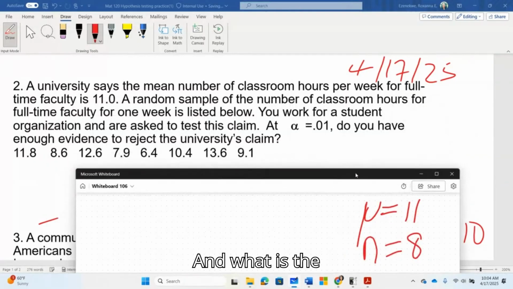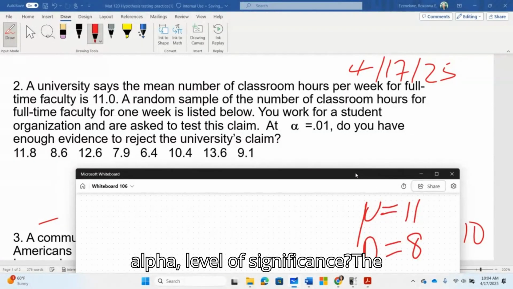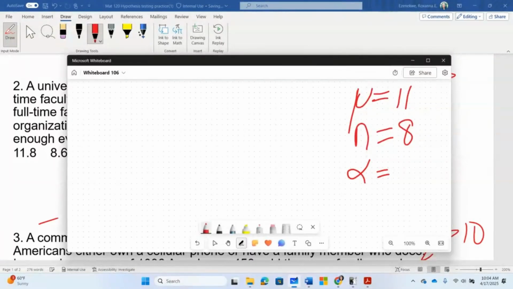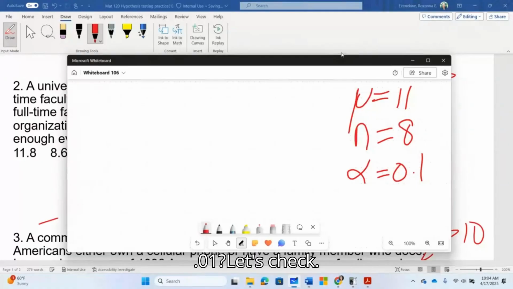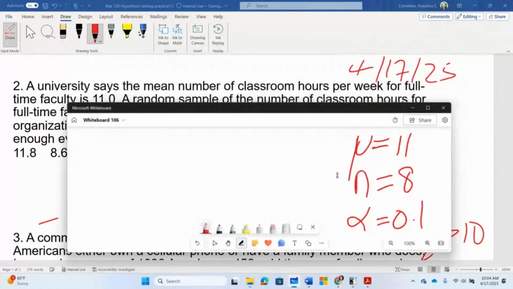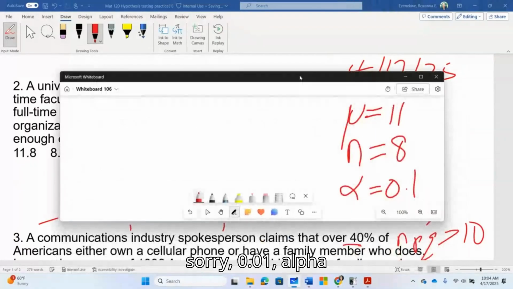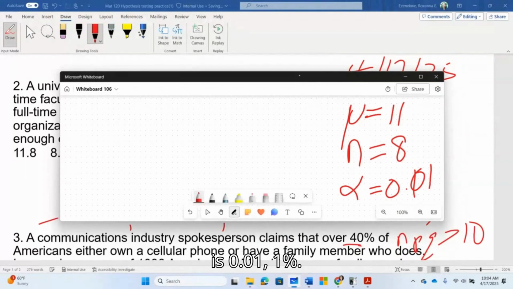And what is the alpha, level of significance? The alpha is 1%. Is it 1% or 0.01? Let's check. Okay, the alpha is 0.01. Alpha is 0.01, which is 1%.